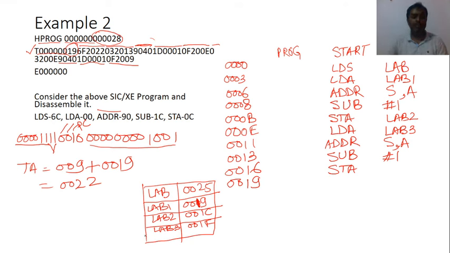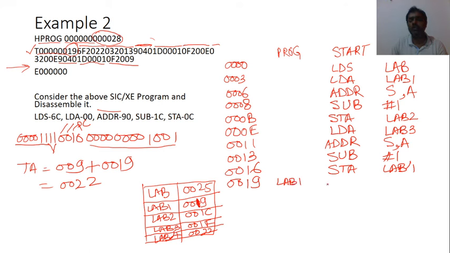So the next label is at 0022. I am just taking the name of that label as LAB4 at address 0022. And this is LAB4 now. Now at the address 0019 there is no object code, so there will be only reserved byte. Now just look into this table. At 0019 there is a label LAB1, so here there is a label LAB1.